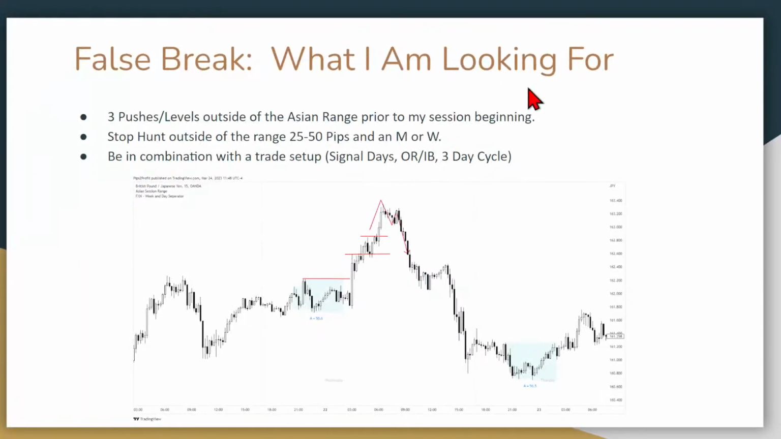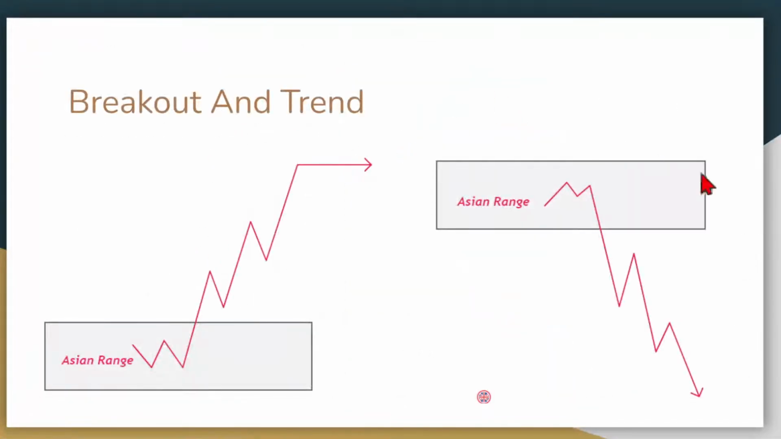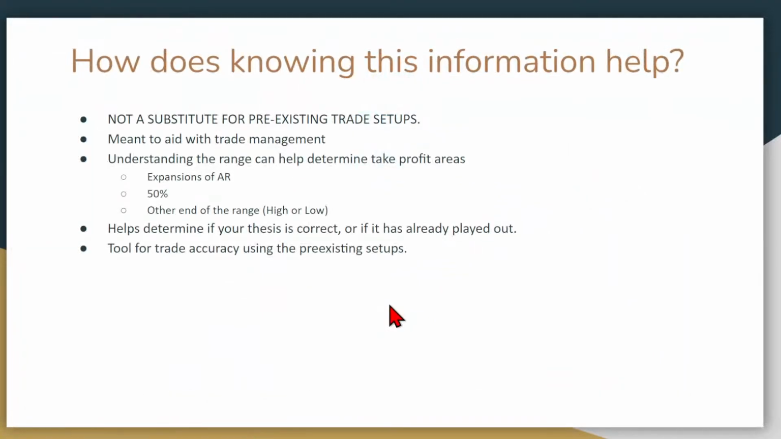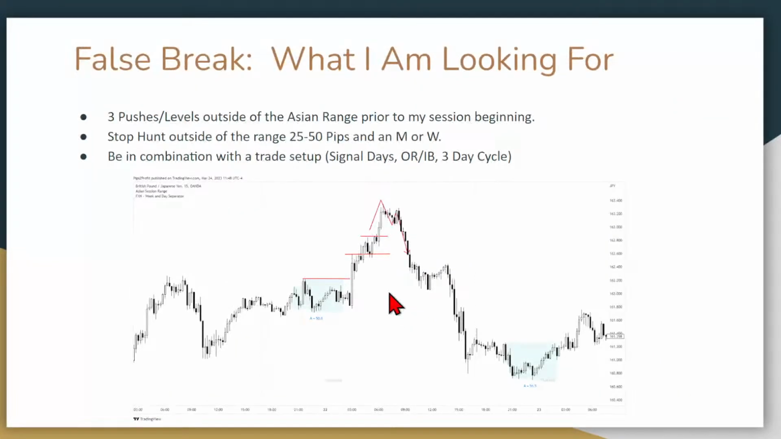False break. All right, so now what I'm going to do is I've already framed some of the different variations, right? But now I can go through and confidently tell you exactly what I'm looking for in each variation, for each kind. So if there's going to be a false break, right? If I'm looking for a false break, or if I come to the screen and I see that we've come out of the Asian range, and let's say that there's 2 pushes and we're coming into the 3rd push and the New York session's about to start, okay?